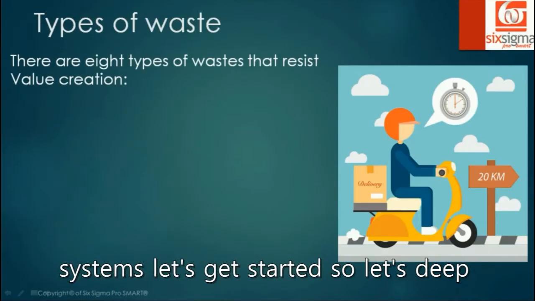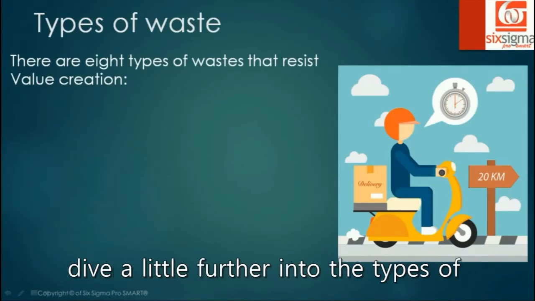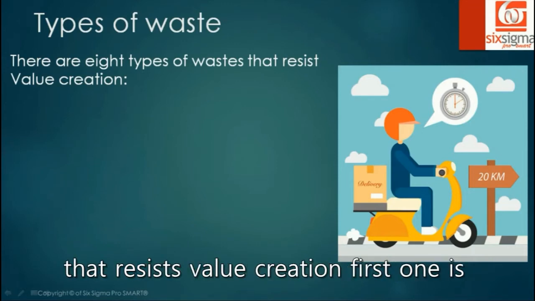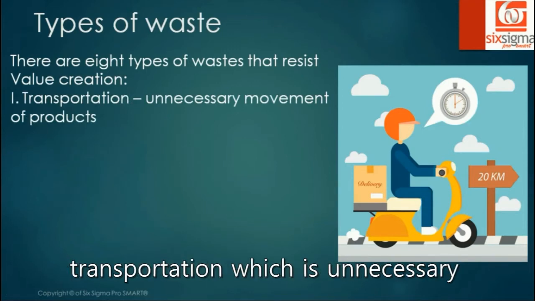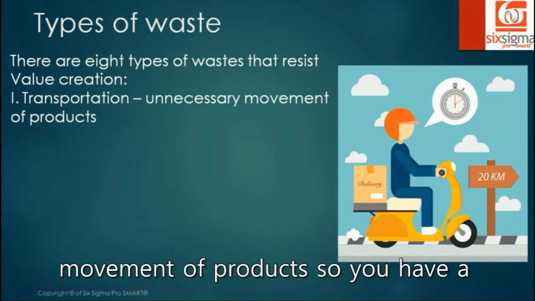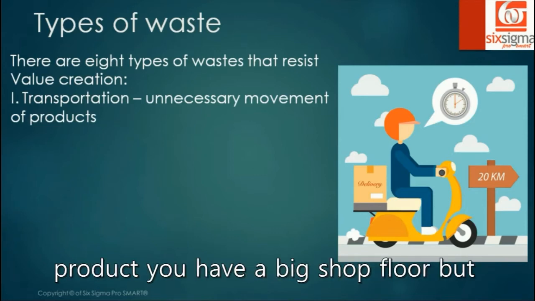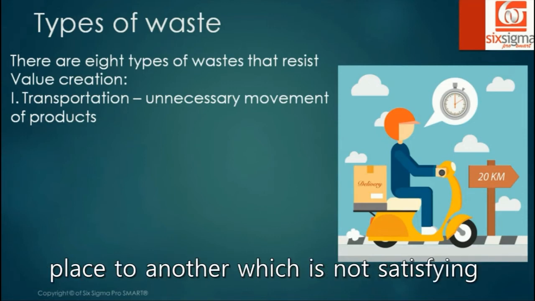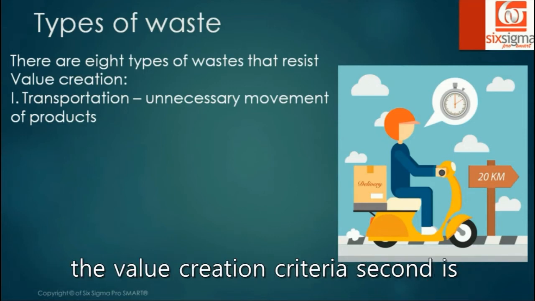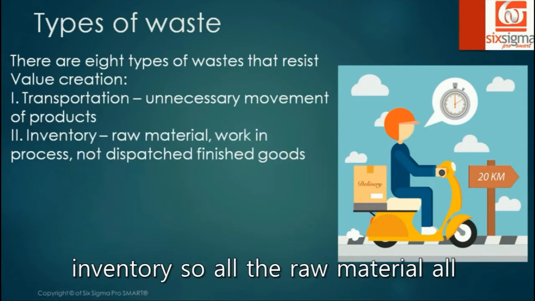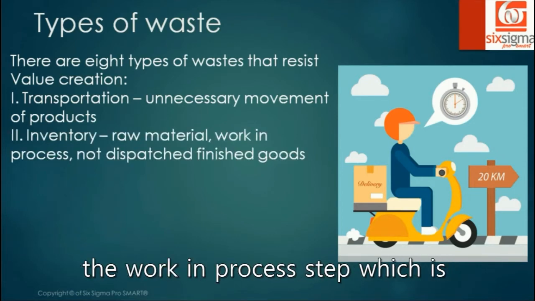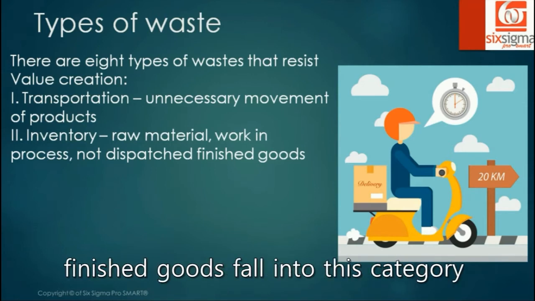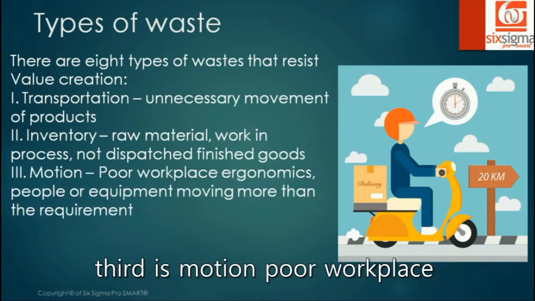Let's get started. So let's deep dive a little further into the types of waste. There are 8 types of waste that resist value creation. First one is transportation, which is unnecessary movement of products. So you have a product, you have a big shop floor, but you are moving it unnecessarily from one place to another, which is not satisfying the value creation criteria. Second is inventory. So all the raw material, all the work in process step, which is unfinished product, not dispatched finished goods fall into this category. Third is motion.